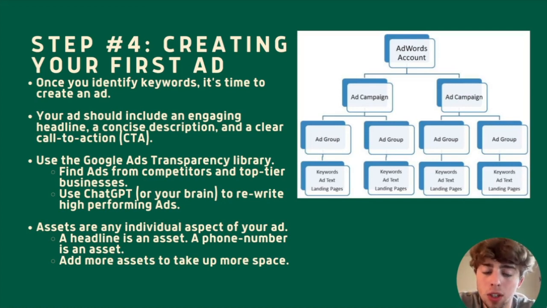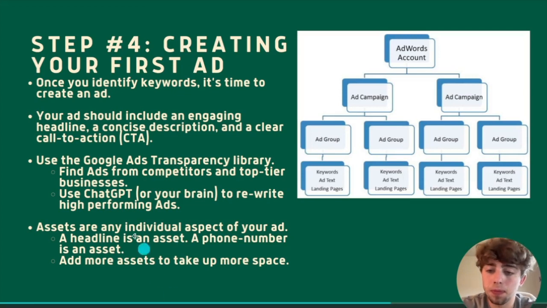You want to use headlines and descriptions in your ads that are known to work. You don't want to waste a ton of time coming up with fancy headlines that don't actually work, that don't trigger the psychology of a buyer. What you want is to see what works and spin it to have your own twist on it. So you can use ChatGPT or your own brain to rewrite high-performing ads.